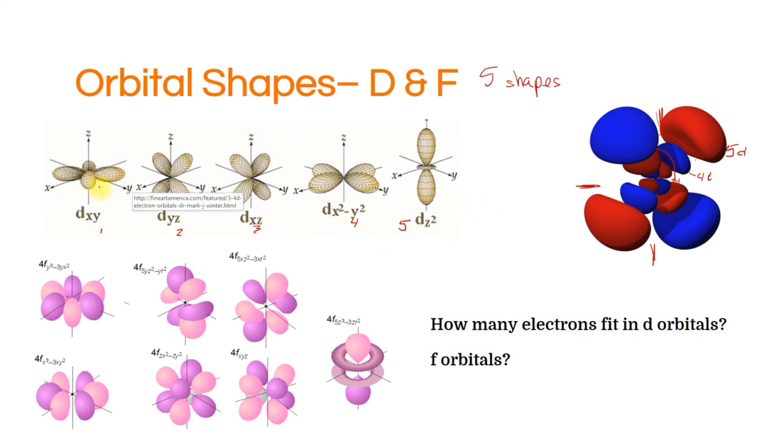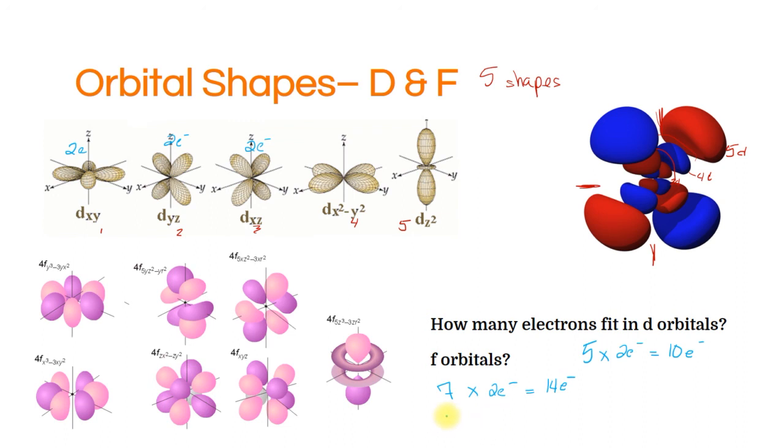Now, what's interesting is each one of these shapes can fit 2 electrons each. So we can fit 2 electrons here, and 2 here, and 2 here, and so on. So for the d orbitals, we have 5 shapes, 2 electrons each. So we can fit a lot of electrons in one d orbital. We can fit 10 in all the d orbitals together. The f has 7 shapes, so there's 7 different shapes. Each of those can also fit 2 electrons. So we can fit 14 electrons in the f block.